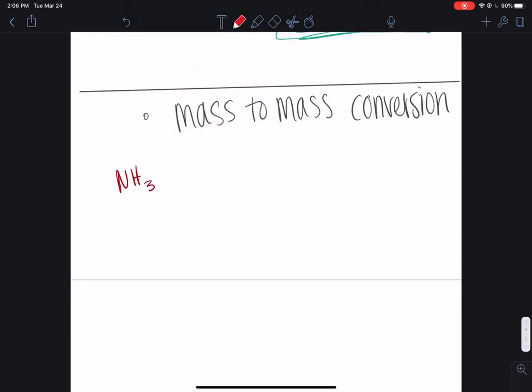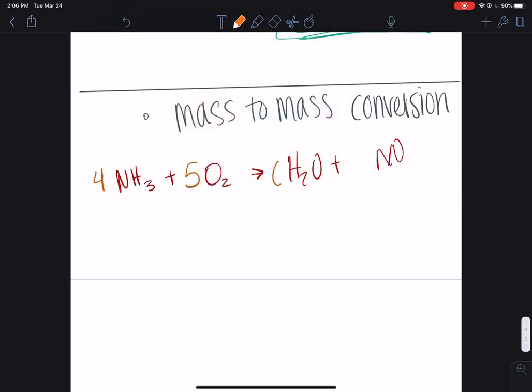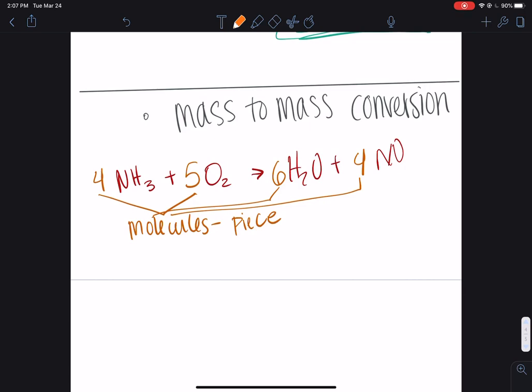It was NH3 plus oxygen makes water and nitric oxide. Okay, and the coefficients were, let's see, 4, 5, 6, 4. Again, the coefficients are just what balance the equation. But it's important to realize that these coefficients can only stand for molecules. A molecule would be just a piece, like an atom, a compound, a molecule, any of those. Or it can be moles, because a mole is just a lot of pieces.